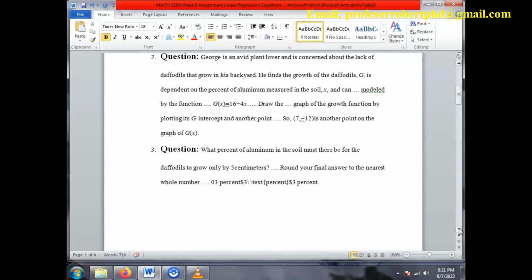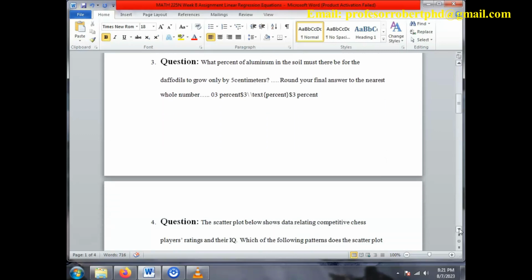Question 3. What percent of aluminum in the soil must there be for the daffodils to grow only by 5 centimeters? Round your final answer to the nearest whole number.